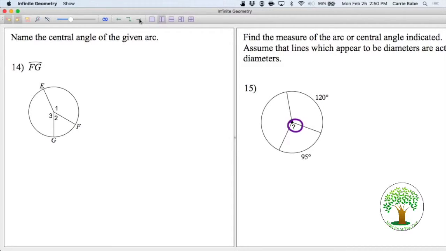How do we measure central angles? Let's do this. How big are they? Oh, the same, 95. Yes. This one was, I was going to give you, yes, it's 95. That one's 120, and this is 95. So the question mark is 95. Very good.